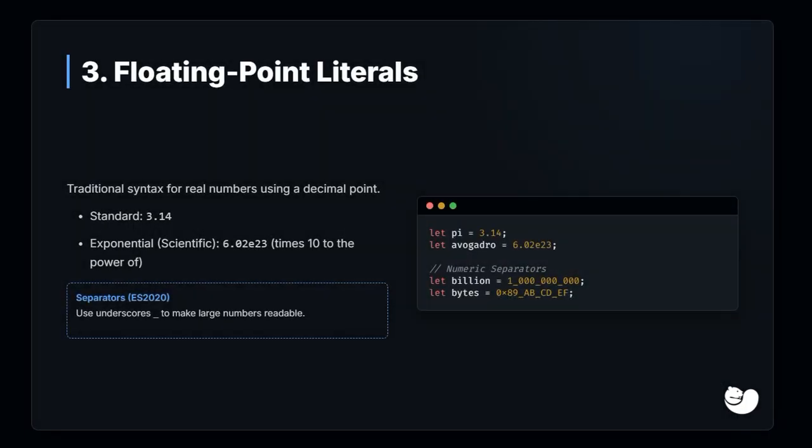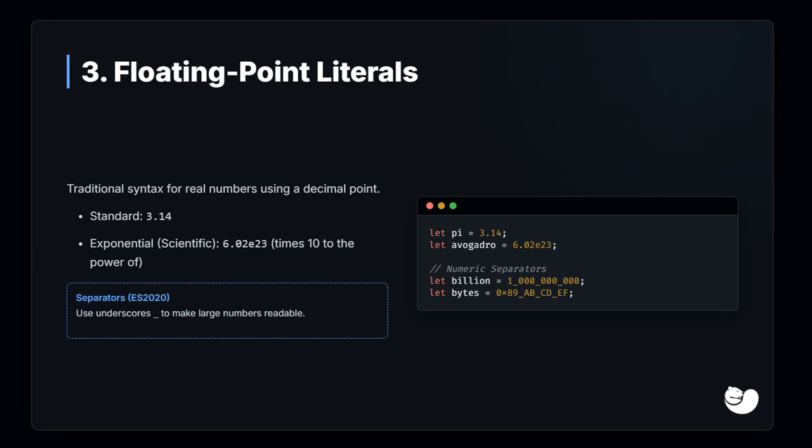For representing real numbers with fractional parts, you have the traditional syntax, using a dot, like 3.14. However, for very large or very small numbers, scientific notation becomes your best friend. By appending the letter E followed by an exponent, you instruct the engine to multiply the number by 10 raised to that power. For example, 6.02 times 10 to the 23 represents the massive Avogadro's number concisely.